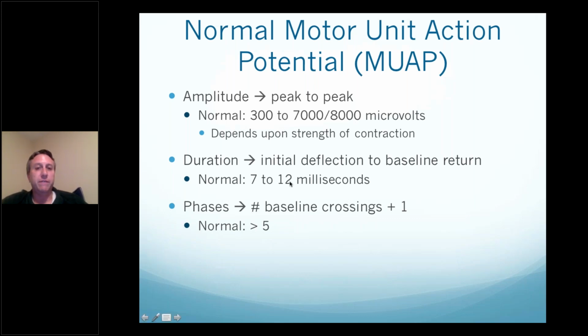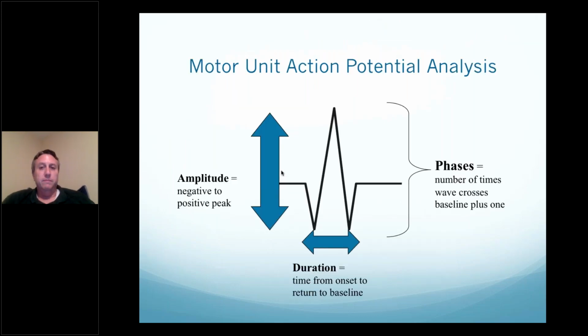The duration is, again, from when the waveform initially moves off the baseline to its return. And normally it's about 7 to 12 milliseconds. And again, the phases is the number of times the waveform crosses the baseline plus 1. And the normal should be less than 5 for each individual motor unit. And then here's just a picture of it, and you can see how again, the amplitude is measured from the peak to the peak. The duration is measured from the onset to the return to the baseline. And the phase is how many times the waveform crosses the baseline plus 1.